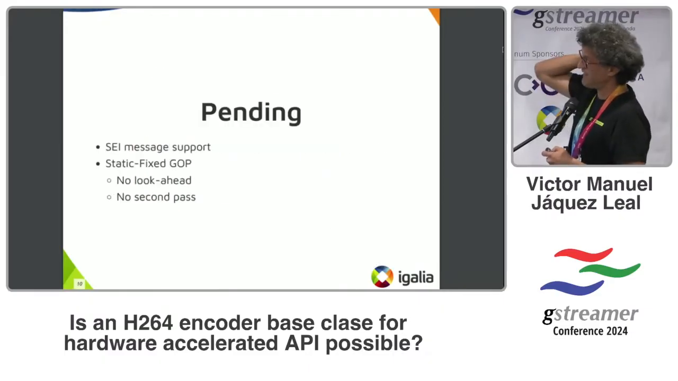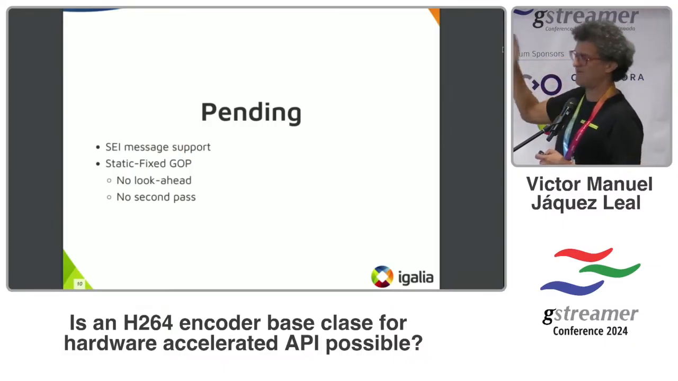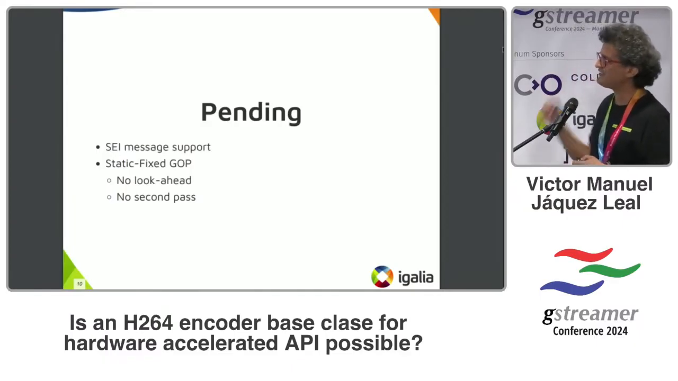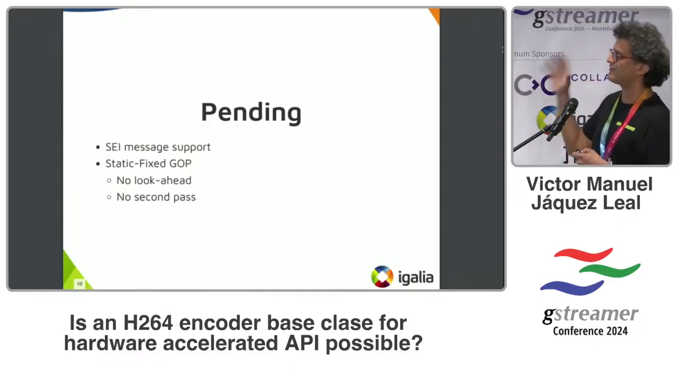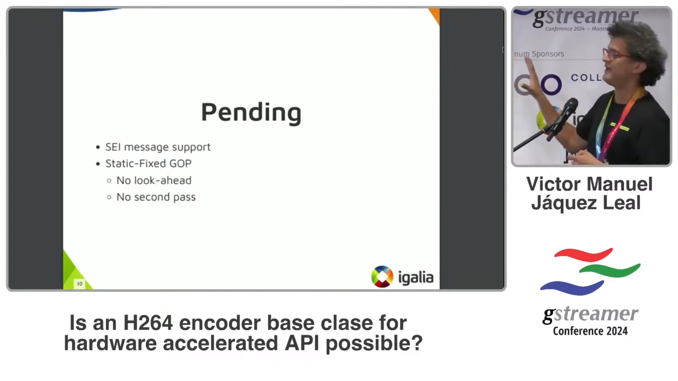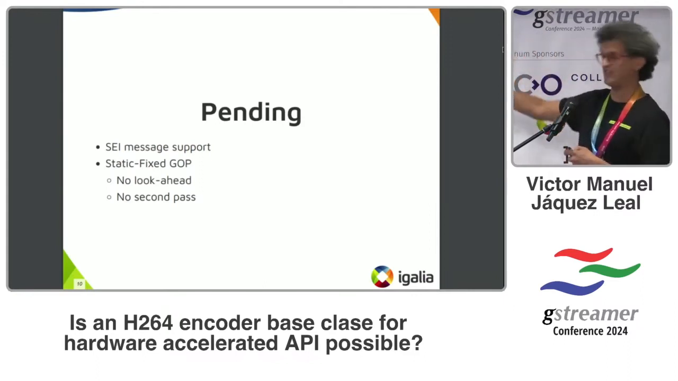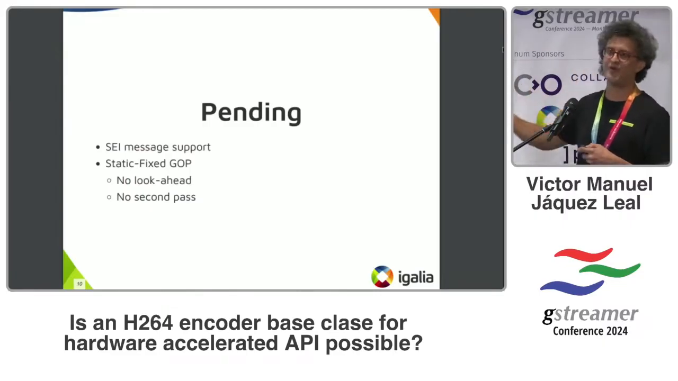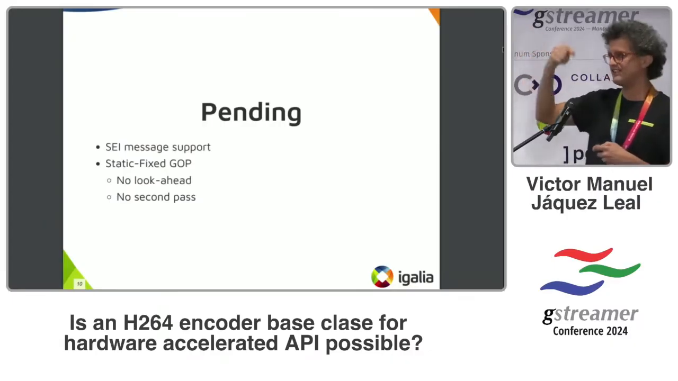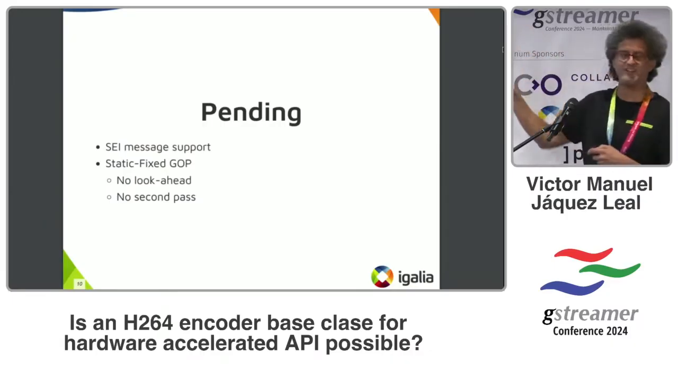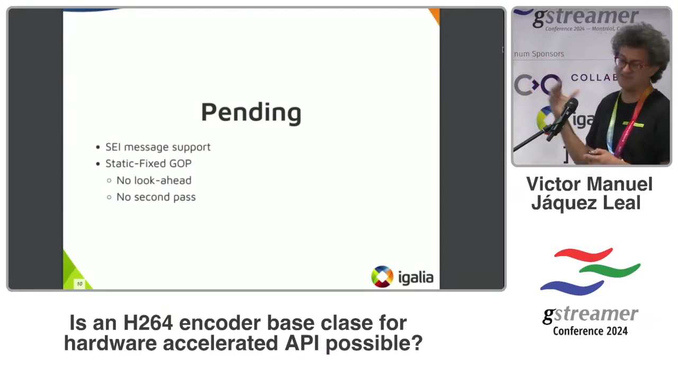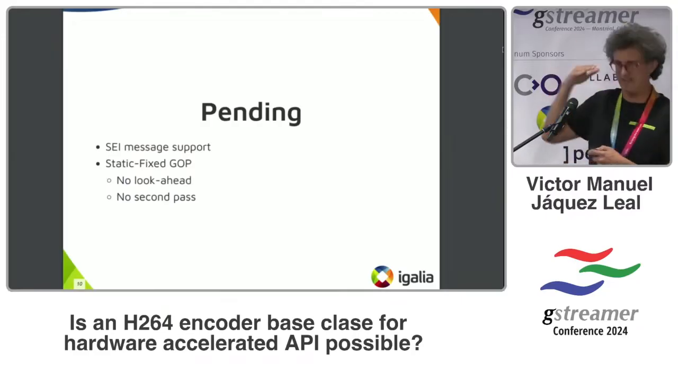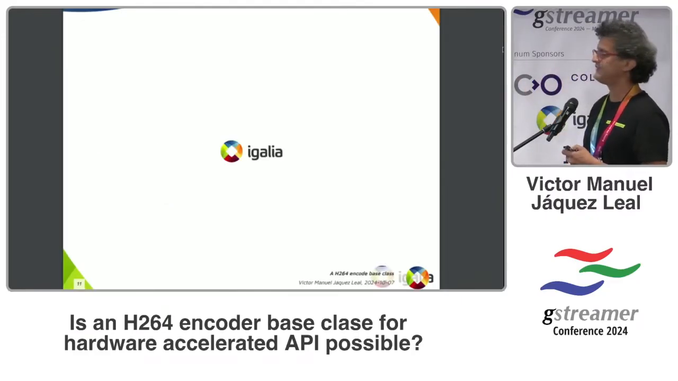But there are some pending things. Basically, I don't have any plan to add SEI message support. And also, this is a thing that I would like to think about more deeply, because nowadays there's only a static fixed GOP, and there's no look-ahead. There's no second pass. So how can we have an open GOP or change a GOP in real time according to the sequence we are reading? So that's pending. But I guess this could be a base class simple enough to be adopted by other hardware accelerated encoders, and they can start to work on it. And that's it. Thank you.